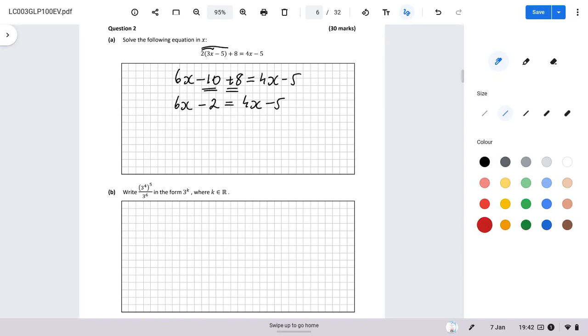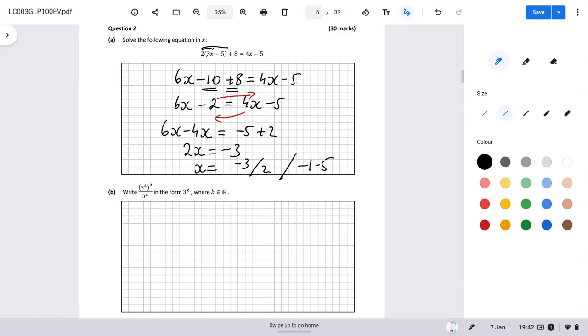Now I want all my numbers one side, letters the other. Comes across, changes the sign. So I've got 6x minus 4x is equal to minus 5 plus 2. 2x is equal to minus 3. x is equal to minus 3 over 2, or minus 1.5. Whatever you wish.